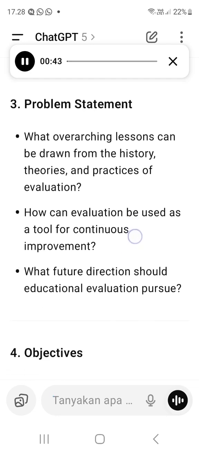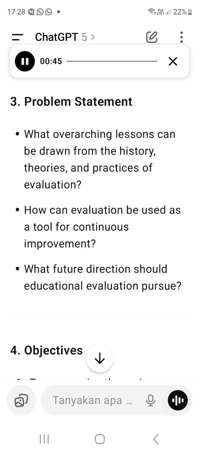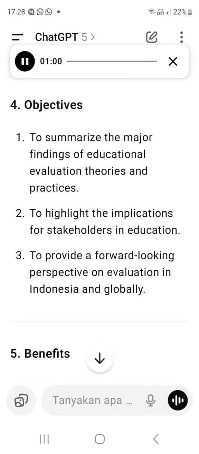Problem statement. What overarching lessons can be drawn from the history, theories, and practices of evaluation? How can evaluation be used as a tool for continuous improvement? What future direction should educational evaluation pursue? Objectives. One, to summarize the major findings of educational evaluation theories and practices. Two, to highlight the implications for stakeholders in education. Three, to provide a forward-looking perspective on evaluation in Indonesia and globally.